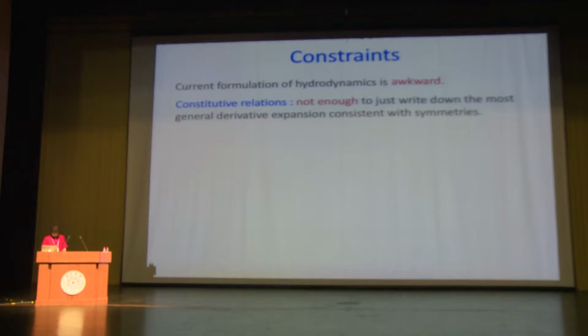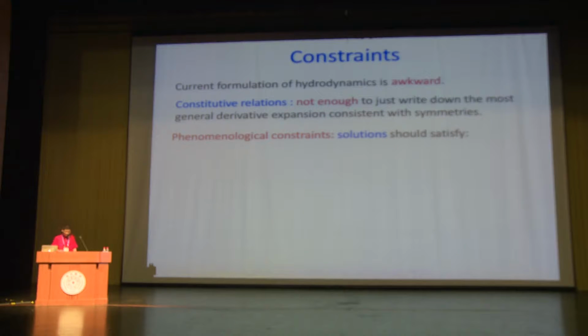A very important element of hydrodynamics is that you need to express your stress tensor or conserved current in terms of dynamic variables, in terms of derivative expansions. But if you just write down the most general derivative expansion, consistent with all the symmetries of your theory, it turns out that gives you the wrong answer. You will get more transport coefficients than observed in nature. So you actually have to fudge the answer.